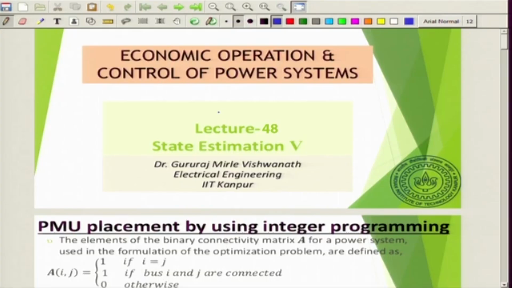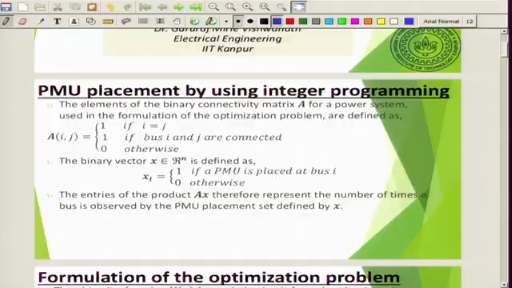So in today's class we will discuss the next continuation part of state estimation. Mainly we will discuss the PMU placement in this class today. So, PMU placement by using integer programming.